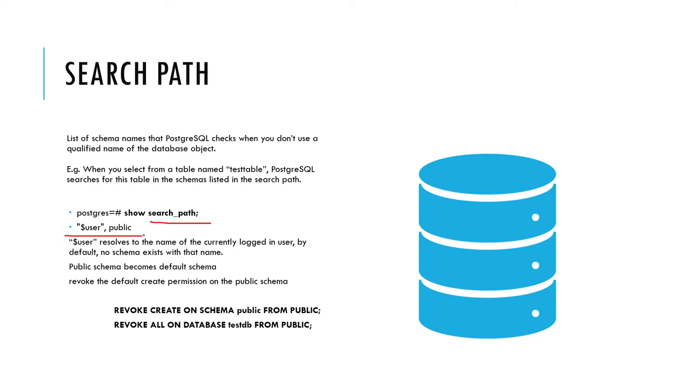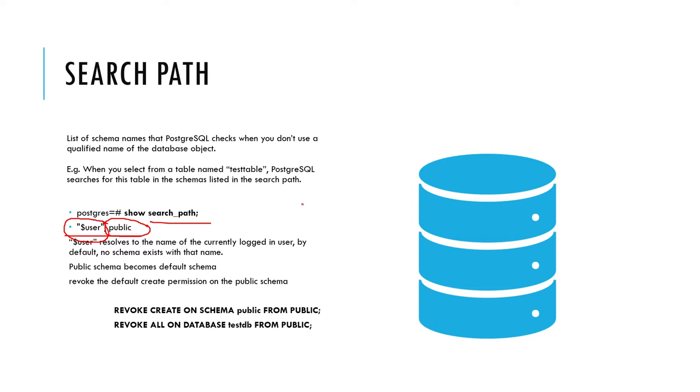Let's say I'm connected as the Postgres user on the Postgres server, then by default, when you fire any query, it will search for a schema which is equivalent to the name of the user which is logged in. By default, a schema with the same name will not be present. What is present is a public schema. So any user who is connected to that particular database will be able to see the objects or create the objects in the public schema.